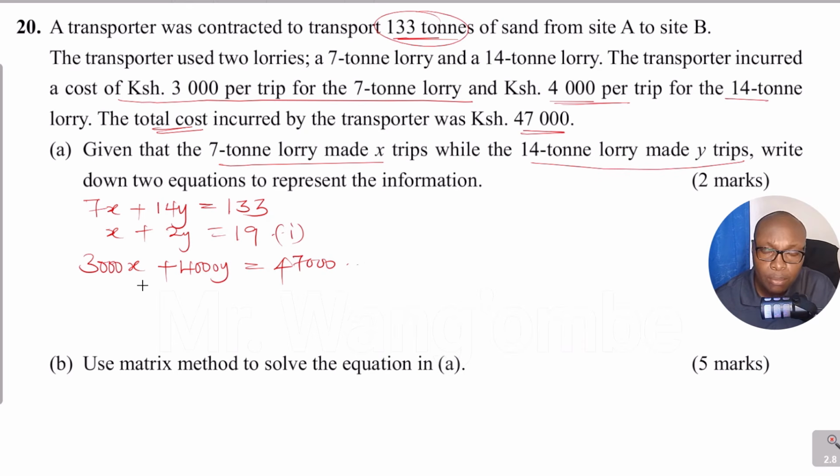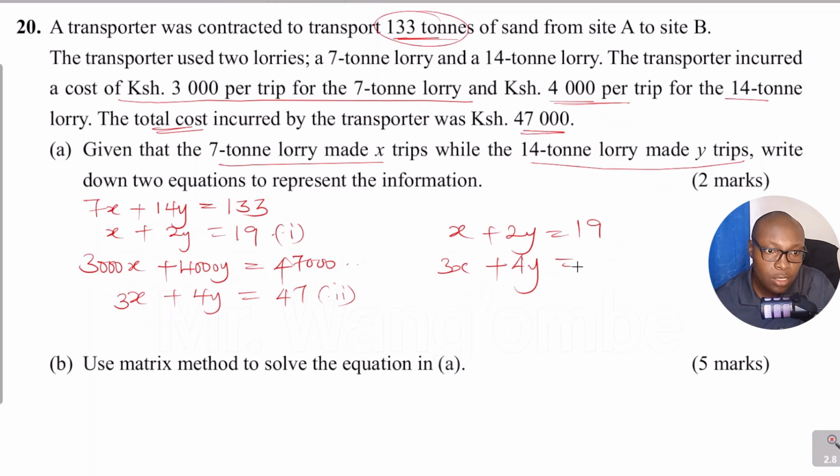We can simplify this by dividing every term by 1,000. 3,000 by 1,000, you get X. Then 4,000 divided by 1,000, you get 4y. And then this is 47. That is the second equation. So the two equations are x plus 2y is equal to 19, and, sorry, this is 3x plus 4y is equal to 47. So those are the two equations they're supposed to have formed.